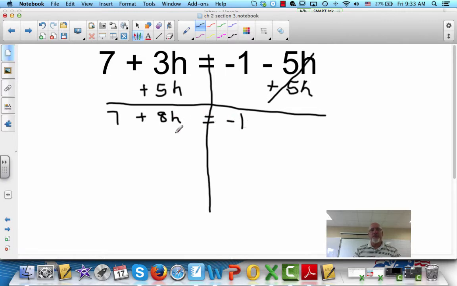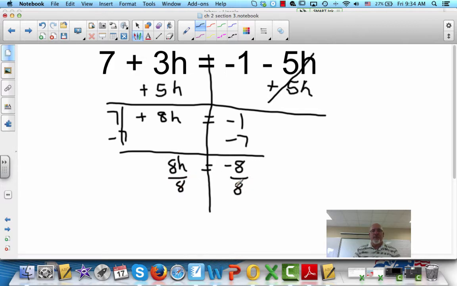equals negative 1. Now I've got a normal problem that you're used to seeing. I now need to go minus 7 on this side and minus 7 on this side. These cancel each other out, and you're left with 8h equals negative 8. Because same signs, you add and keep. I do the opposite of multiplying by 8, which is dividing by 8. And I end up with, these cancel out, and I end up with h equals negative 1. Okay, there's just one additional step in there that you have to do.